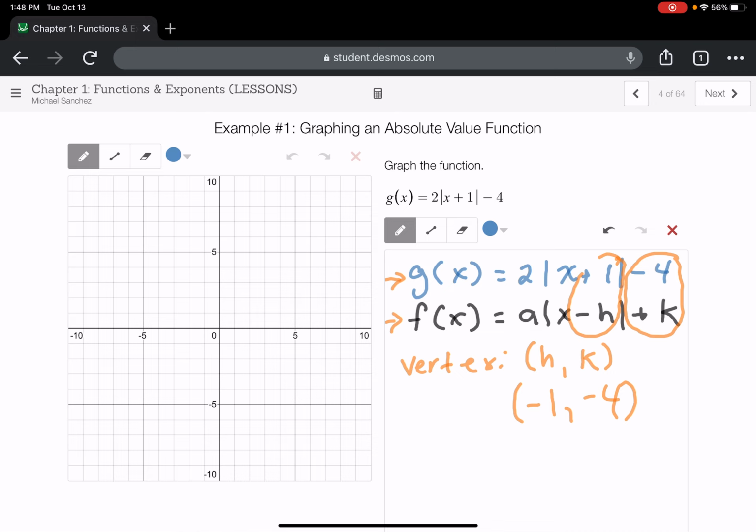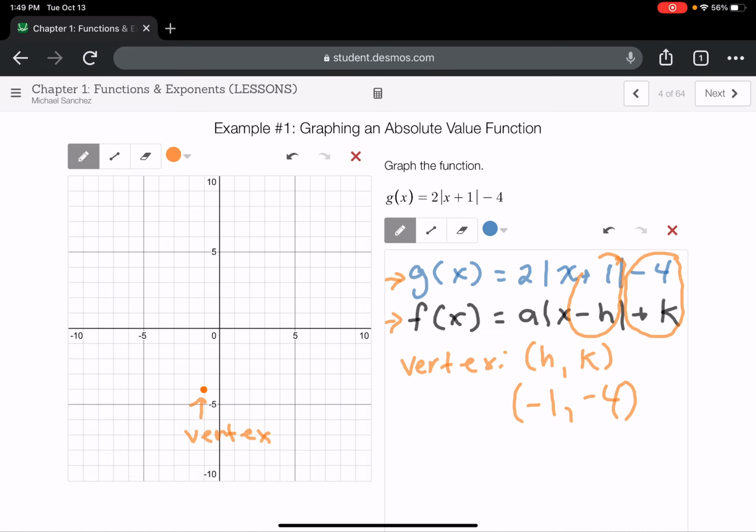All right, so then what I'm going to do is I'm going to go ahead and plot that vertex onto my graph. So I have -1, -4. So I would plot a point at -1, -4. Okay, just right there. That's my vertex. Okay, I'm going to go ahead and label that so you guys know. And I'm using the same colors just to help you guys see where everything is going.